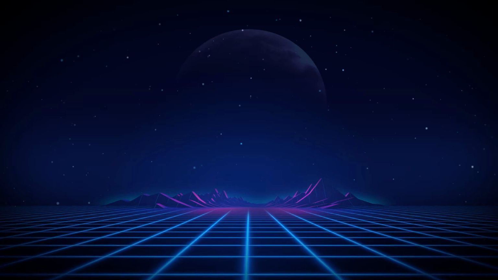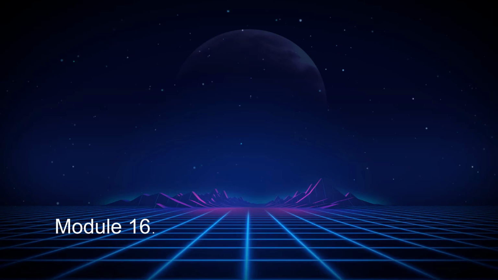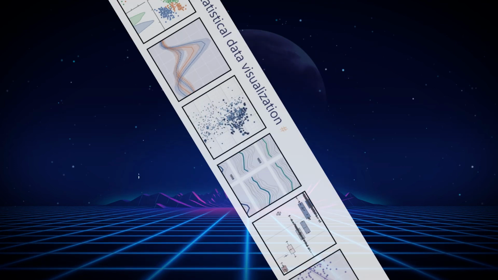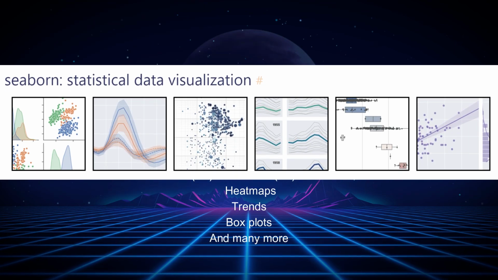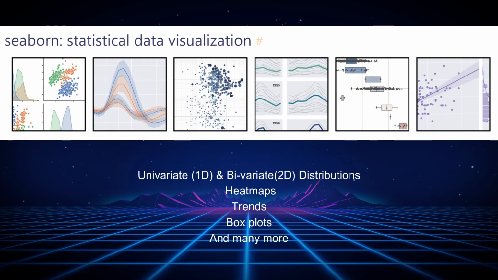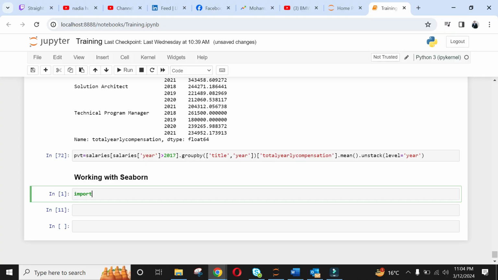Let's look at one of the most powerful data visualization libraries that Python has to offer. It's called Seaborn. We will have a walkthrough of the most widely used visualizations related to univariate and bivariate distributions, heat maps, trends, box charts, and many more. Import the library Seaborn and denote it with the variable sns.